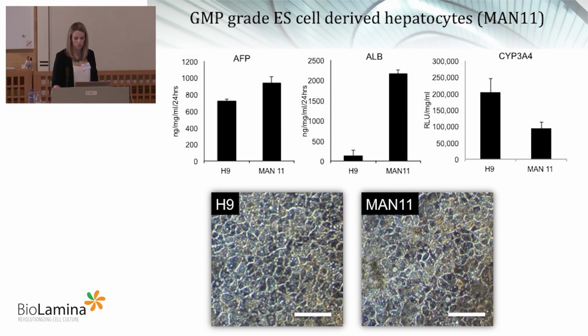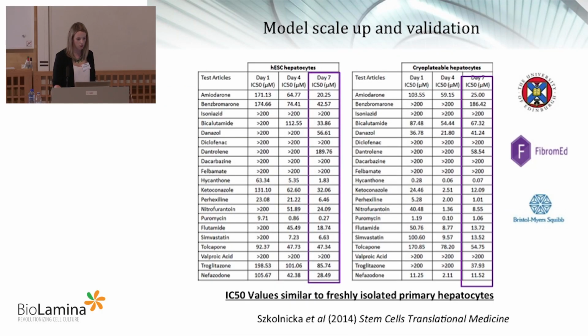So now we had a good system. We used this to scale up and to look at various different drug metabolisms. This looks incredibly complicated, but all it's basically saying is that on day 7, our cells predicted toxicity to similar levels of cryoplateable hepatocytes. So they're sensitive cells. They know what they're doing.